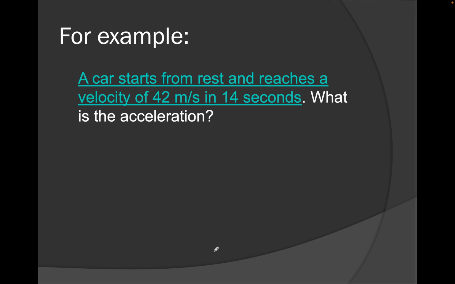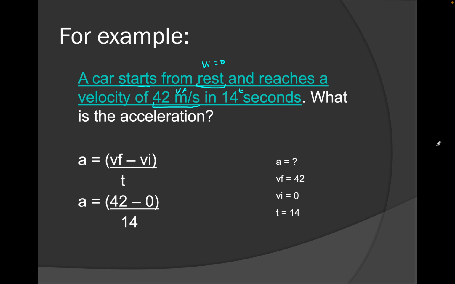Here's an example. A car starts from rest and reaches a velocity of 42 in 14 seconds. What is the acceleration? There's a key here. It says rest. You need to understand that rest means the Vi, in this case, because I started from rest, is 0. So now I know my Vi, I have my final velocity, which is my Vf, and I have my time, which is my T. So if I want to find the acceleration, I have my Vf, my Vi, and my T. I can substitute it into the formula: 42 minus 0 divided by 14, which is 3 meters per second squared.